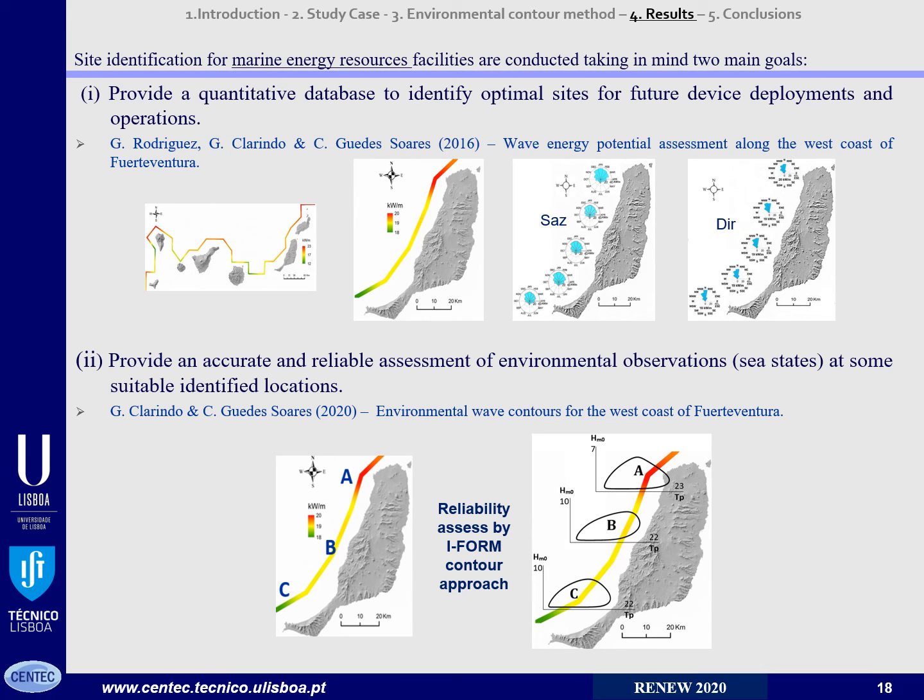So, to identify potential sites of a wave energy resource and to develop this activity, you have to take in mind two main goals. The first one consists in providing a quantitative database to identify optimal zones for future deployments and operations. This was done in 2016, in a wave energy potential assessment along the West Coast, where we studied the seasonality, directionality, and others. Then, to accomplish the second goal, providing a reliable assessment of the environmental observations in this zone, this was done in this paper using an I-FORM contour approach.